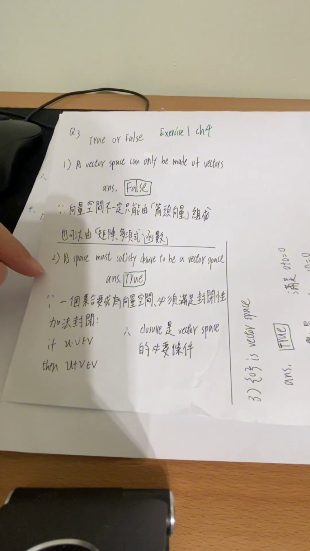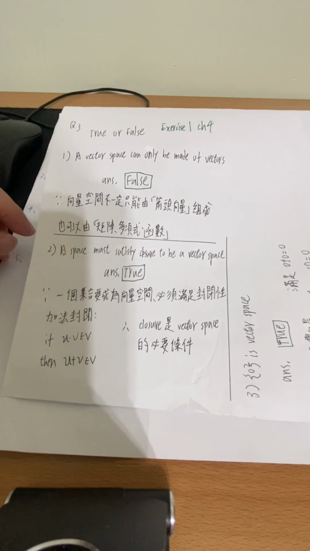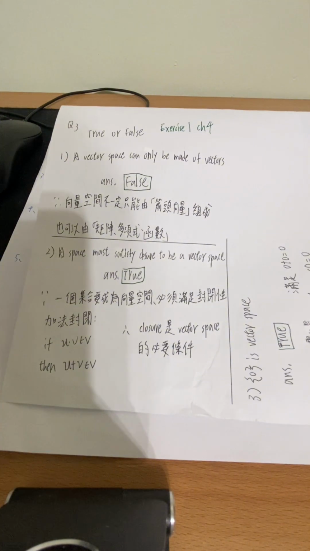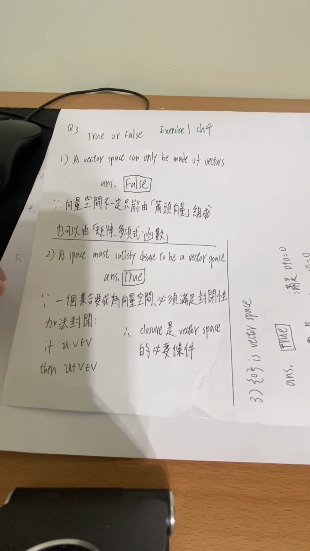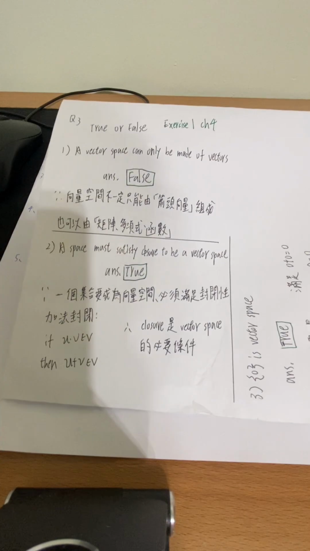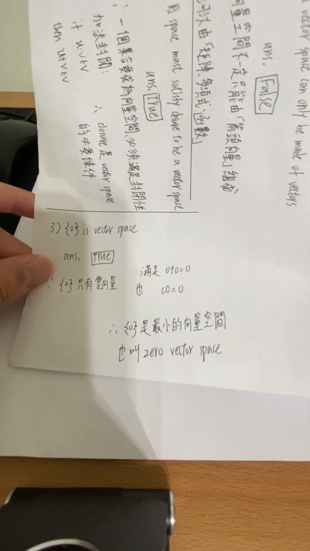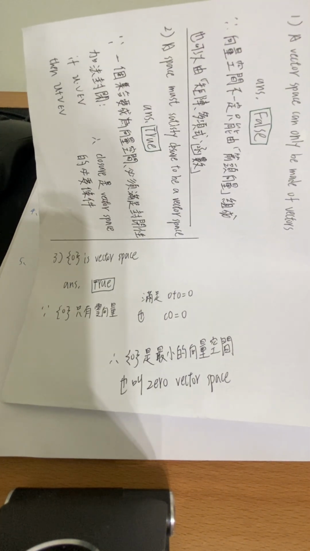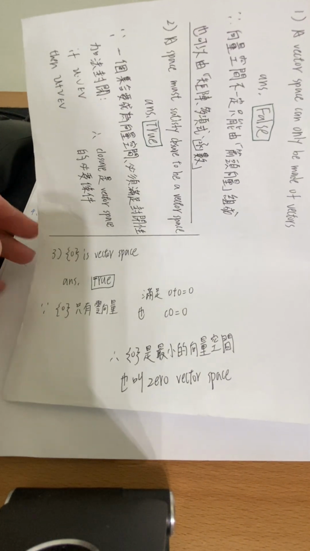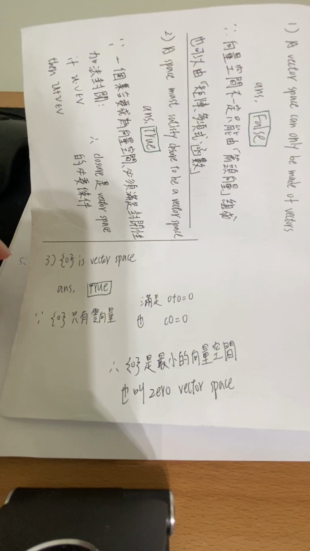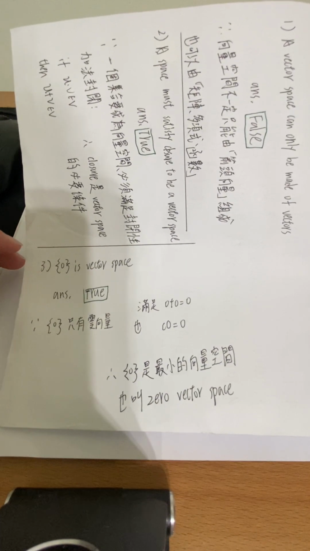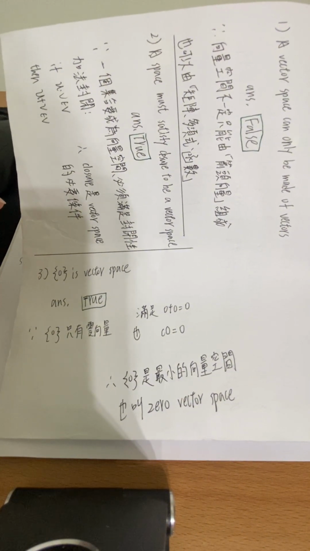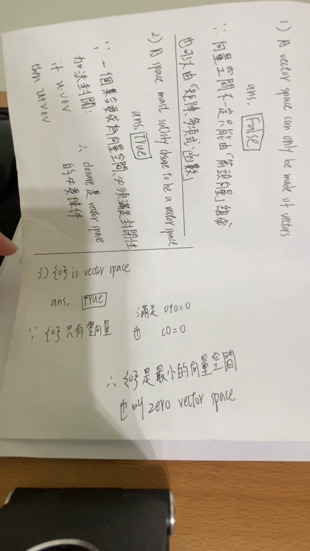Statement 2. A space must satisfy closure to be a vector space. This statement is true. A vector space must satisfy closure under addition and scalar multiplication. Statement 3. The set containing only the zero vector is a vector space. This statement is true. The zero vector remains in the set under addition and scalar multiplication. Therefore, the set containing only the zero vector is a vector space.